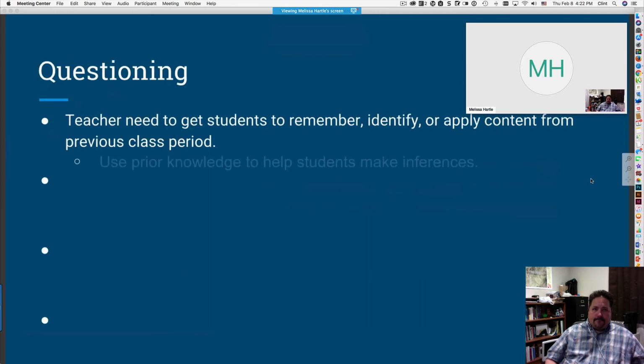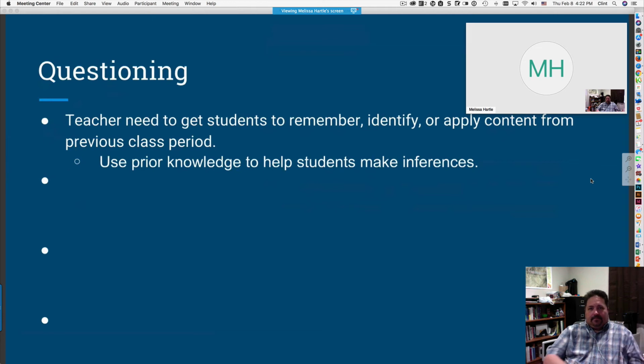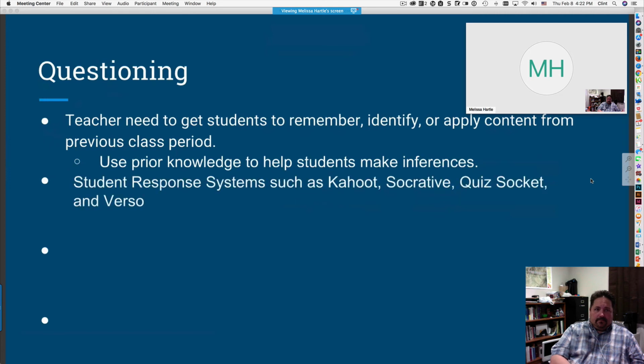Okay, then questioning. Teachers need to get the students to remember what we've talked about and be able to identify and apply the content from previous class periods. Using prior knowledge to help the students make these inferences.